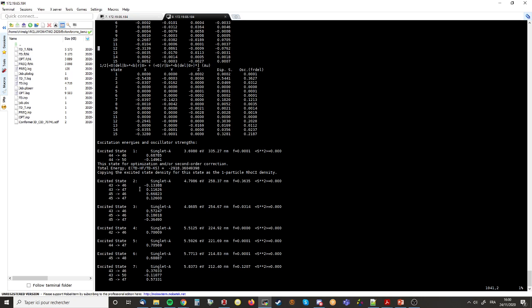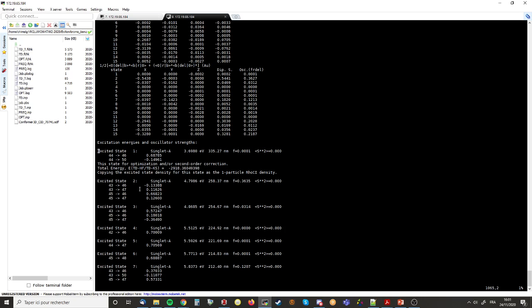So it's better. It's at line 1000. Okay. So if you have opened your td.log, you can have the information of the excited states at the line 1065.